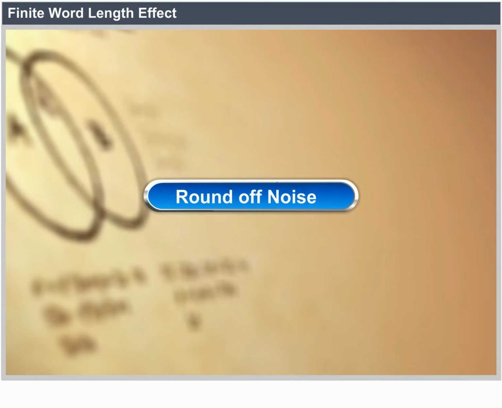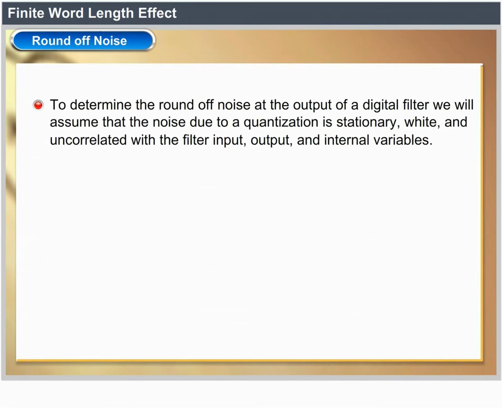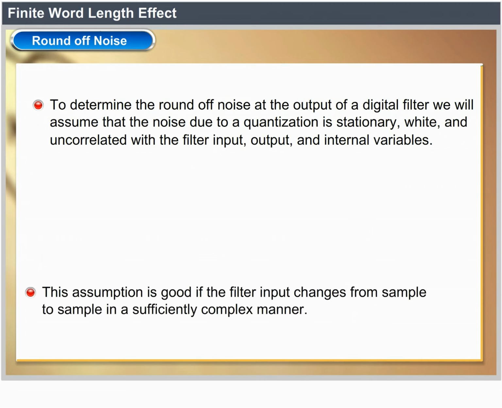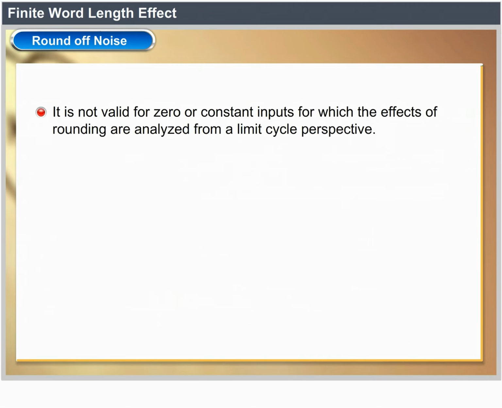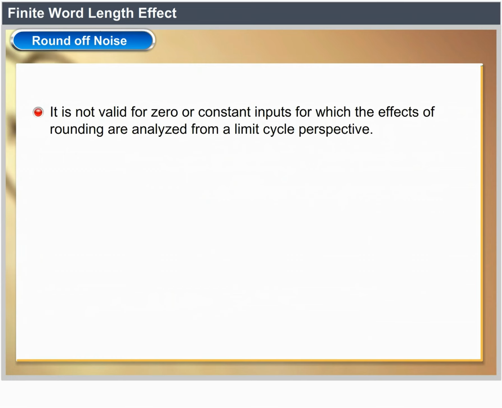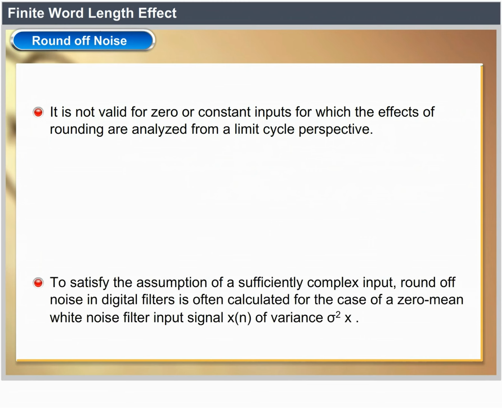Round off noise. To determine the round off noise at the output of a digital filter, we will assume that the noise due to quantization is stationary, white and uncorrelated with the filter input, output and internal variables. This assumption is good if the filter input changes from sample to sample in a sufficiently complex manner. It is not valid for zero or constant inputs, for which the effects of rounding are analyzed from a limit cycle perspective.